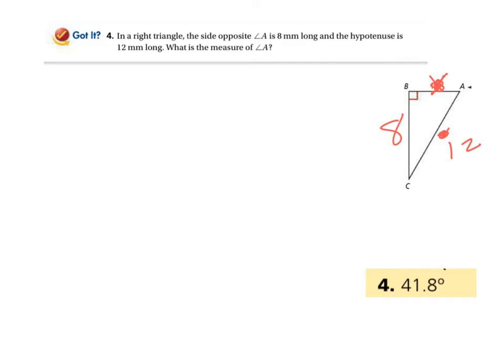You'd think I could finally write on these things. Sine A equals 8 over 12, right? Opposite over hypotenuse. I'm going to reduce that to 2/3 though. I'm going to make my life easy.